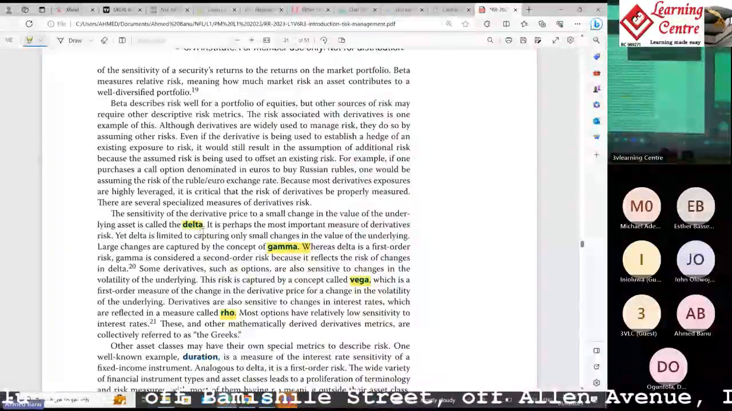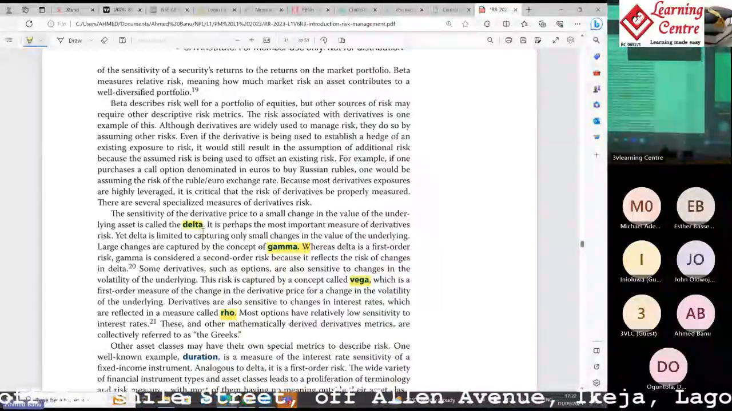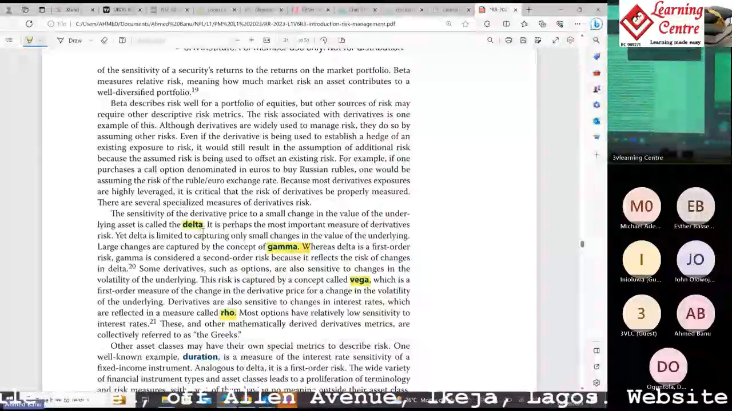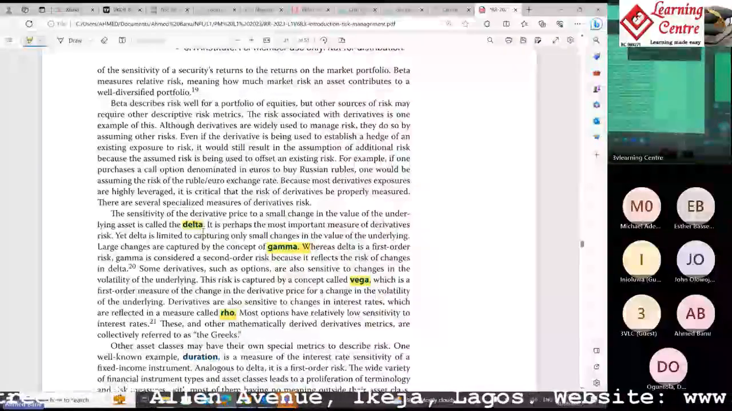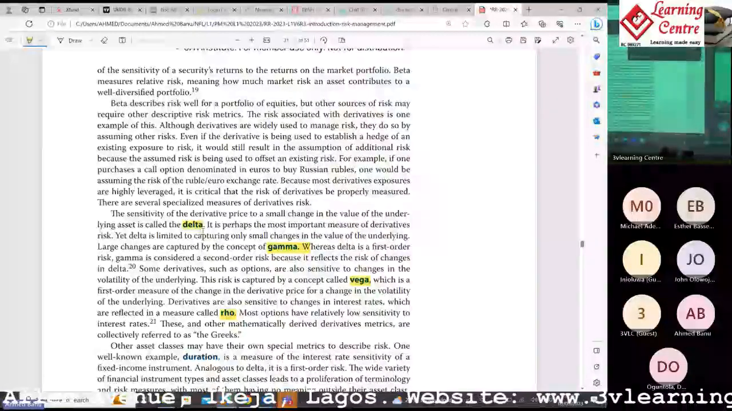Like I said, it might not make a lot of sense, honestly, but when you get to QM, when you get to derivatives, I'm sure this is going to be very easy. It's one of the easiest concepts in derivatives.